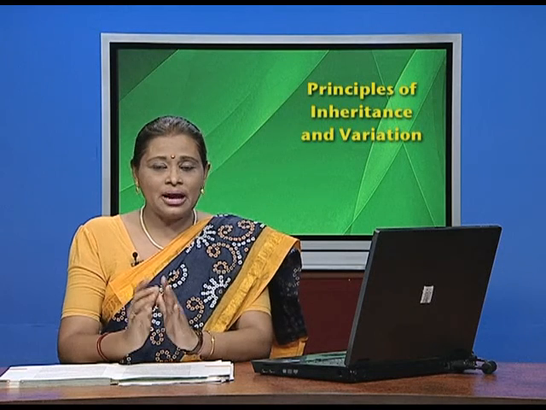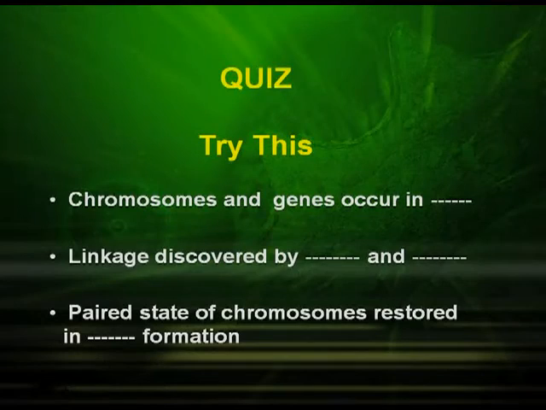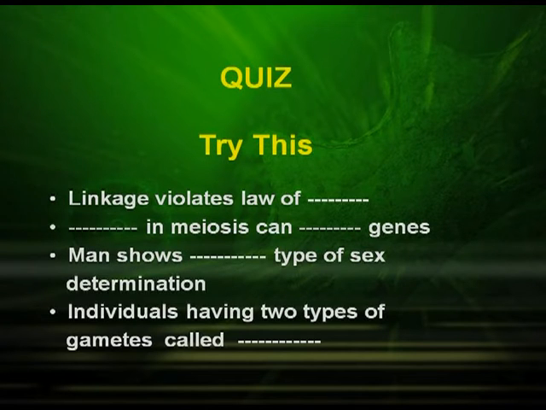Now I have a small quiz for you. Try this. The chromosomes and genes occur in dash. The linkage was discovered by dash and dash. The paired state of chromosomes is restored in dash formation. The linkage violates the law of dash. Dash in meiosis can dash genes. Man shows dash type of sex determination, and individuals having two types of gametes are called dash.